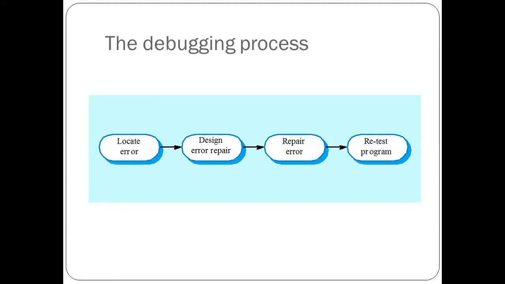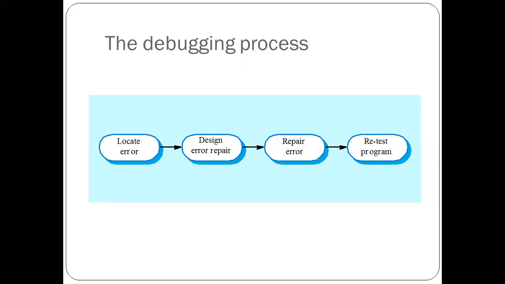So the debugging process: how will we debug our software program? Here the block diagram is given. In the first block, locate error. First we will find out the error, and after locating the error, there is a design error repair. Here we will repair the error in the design during the design phase.